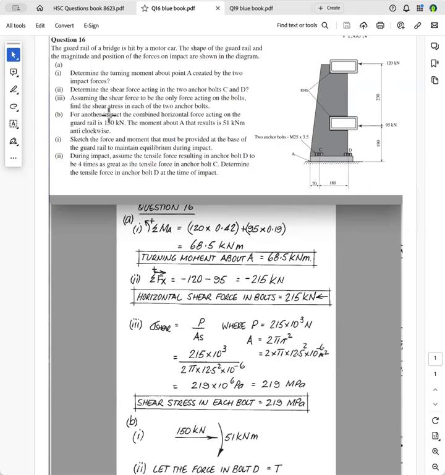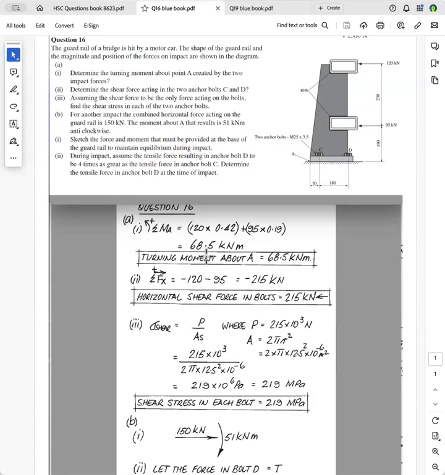Okay, that's part A. Now, part B, for another impact, the combined horizontal force acting on the guardrail is 150 kilonewtons. So the horizontal force acting on the guardrail now is 150 kilonewtons, about 15 tons. The moment about A that results is 51 kilonewton meters anti-clockwise. Now, the question asks you to sketch the force and the moment that must be provided at the base of the guardrail to maintain equilibrium during impact.